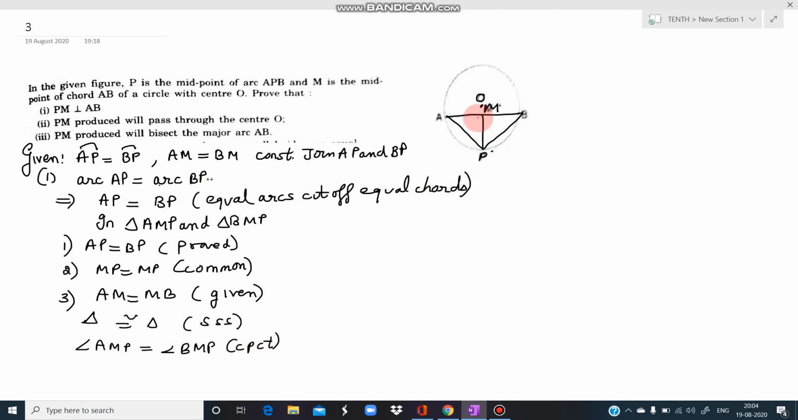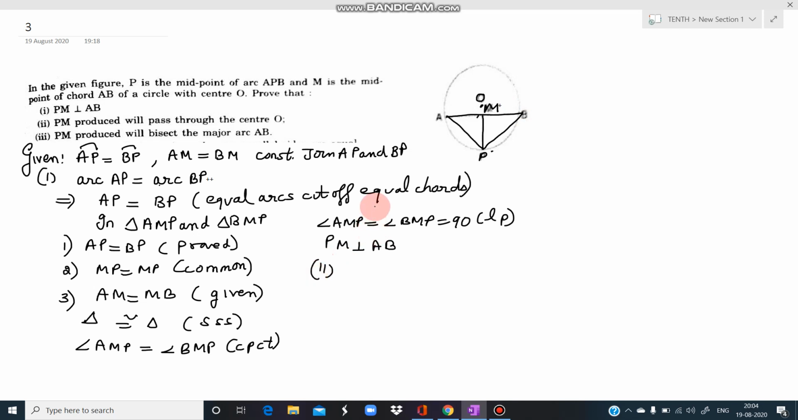तो ये दो angles जो हैं ये equal आ गए, this angle and this angle. Now angle AMP and angle BMP, each of them will be 90 degree. Why? Because they form a linear pair. Their sum is equal to 180 degree. So each of them will be 90 degree, which shows that PM is perpendicular to AB. So this first part is proof that PM is perpendicular to AB. Now comes the second part.